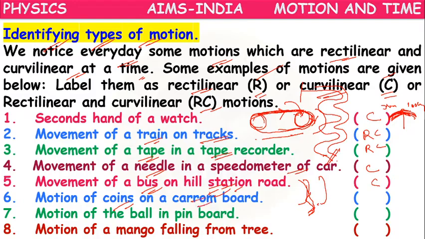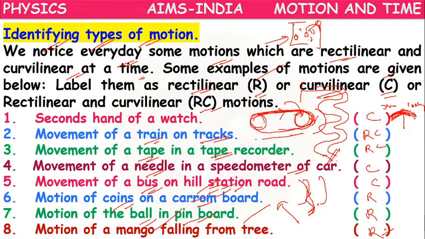Motion of coins on a carom board. Coins will move in a straight manner, rectilinear. R. Motion of ball in a pin board. On a pin board, so many balls will be there, we will hit the ball. It will touch another ball. It will go and fall in the hole. So it is also rectilinear. R. Motion of mango falling from tree. It also falls in a straight line. R. So in this way, we can identify the motions as either rectilinear or curvilinear or both.